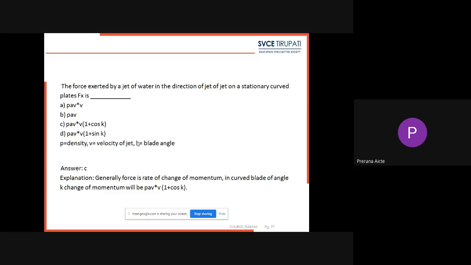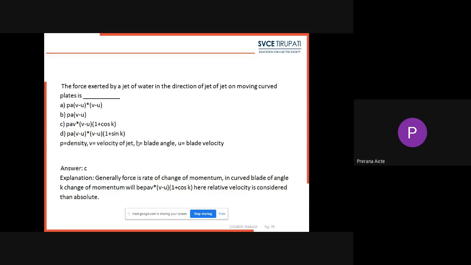Next one, the force exerted by a jet of water in the direction of jet on a stationary curved plate, Fx, is given as rho A V into (1 plus cos k). So we can write it as rho A V square into (1 plus cos k). So generally the force is the rate of change of momentum. In a curved blade of angle k, the change of momentum will be rho A V into (1 plus cos k).